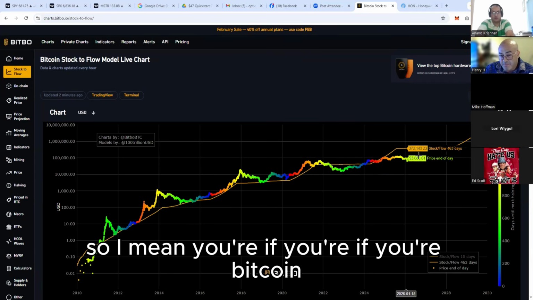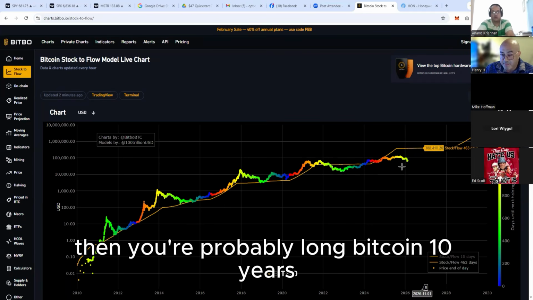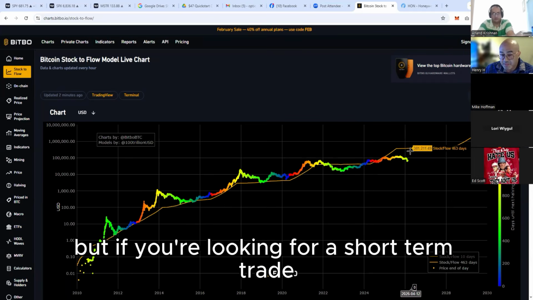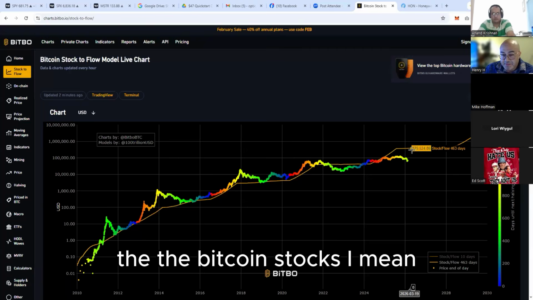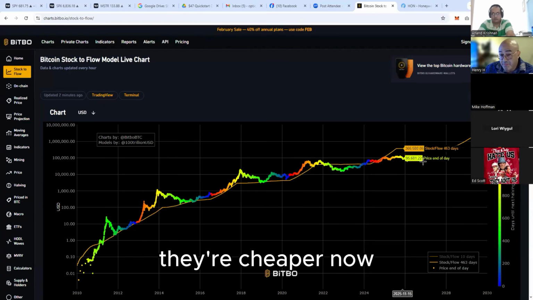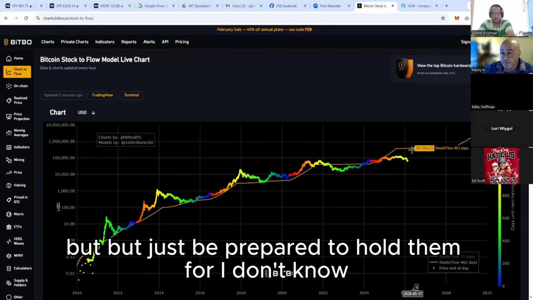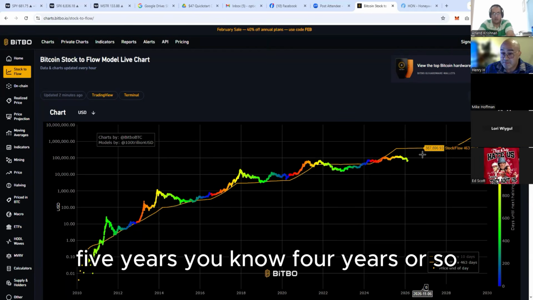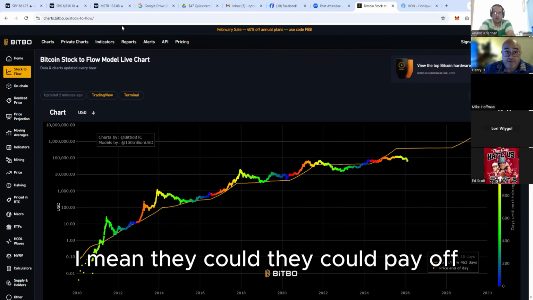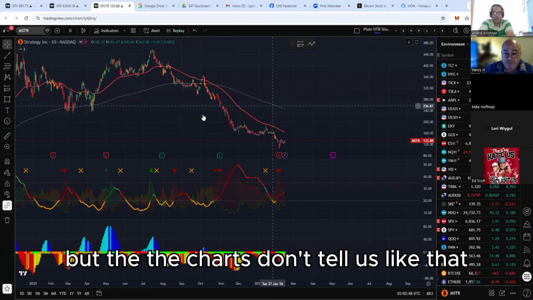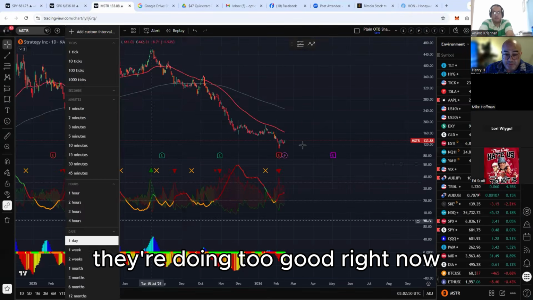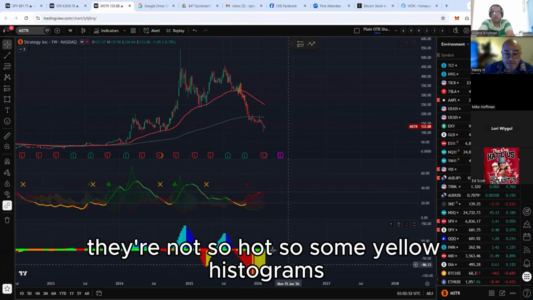So if you're long Bitcoin, then you're probably long Bitcoin 10 years. But if you're looking for a short-term trade, the Bitcoin stocks, they're cheaper now, but just be prepared to hold them for, I don't know, 4 or 5 years. I mean, they could pay off, but the charts don't tell us that they're doing too good right now. They're not so hot. Oh, we got some yellow histograms.